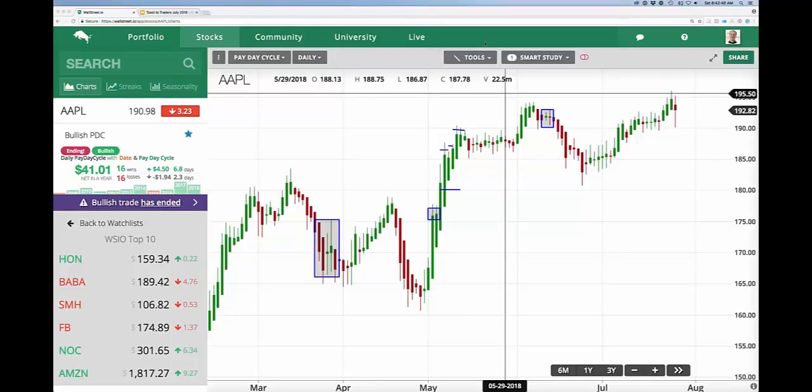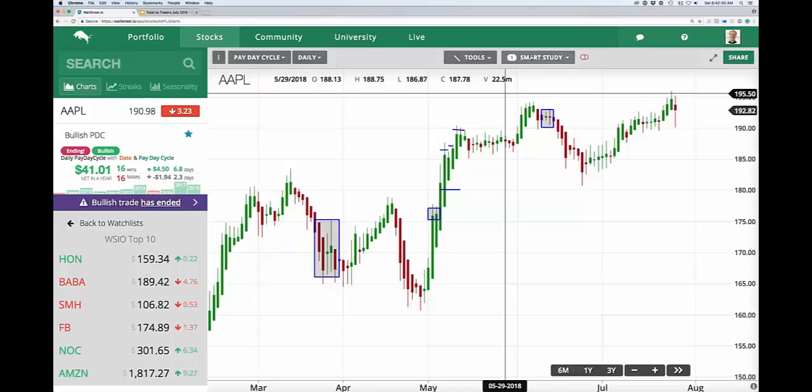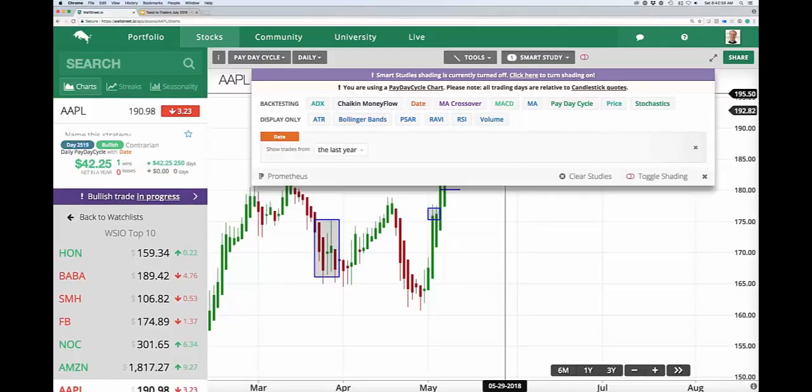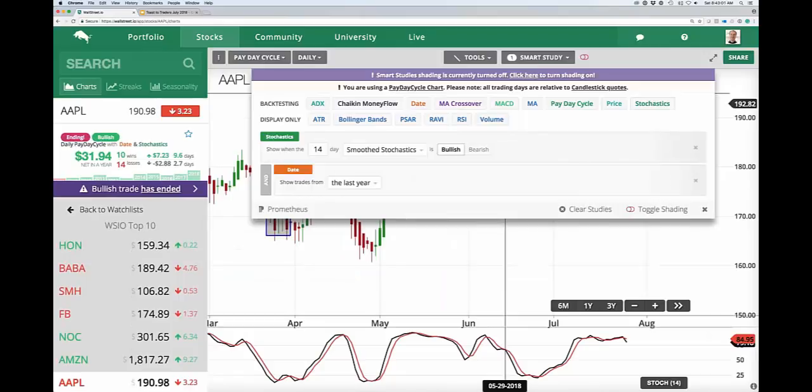Yeah, I like to use stochastics, Vince. In fact, check this out. I won't spend too much time on this, but here are the settings for the payday cycle. The stochastics is actually very similar. Small, worse batting average, but you can see the average win to average loss is really good, and the stochastics has been profitable for the last 9 years, by the way, in Apple.